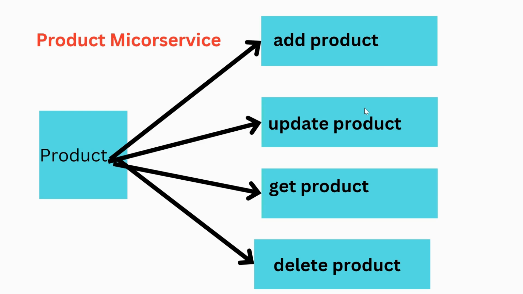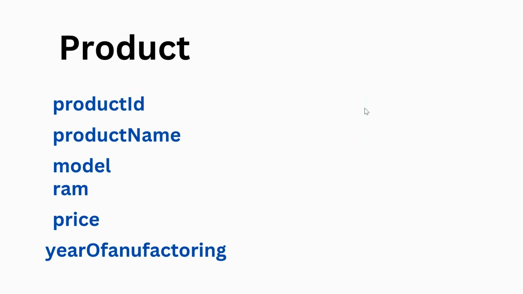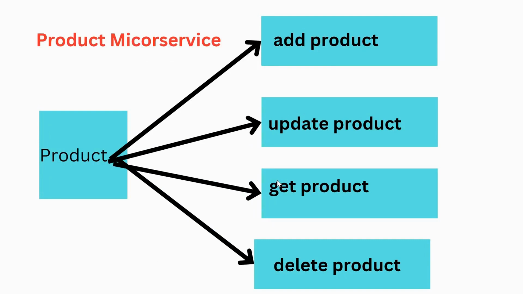In the product, again we have these properties: product id, product name, model, ram, price, year of manufacturing. Here I am taking the product as a mobile, so we'll give mobile product id, product name like mobile name, and what is the model and how much ram it has, and what is the price and when it is manufactured. With these fields we'll create one product, and we'll do add a product, update a product, get a product, and delete a product.